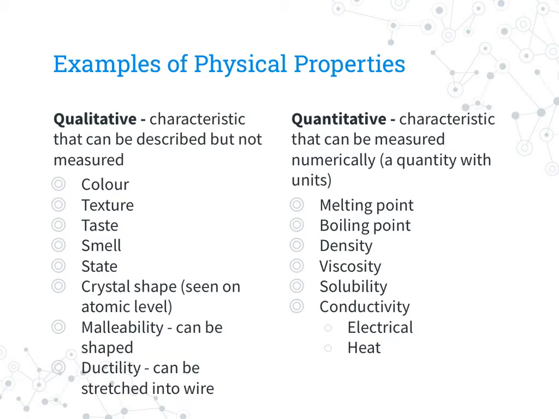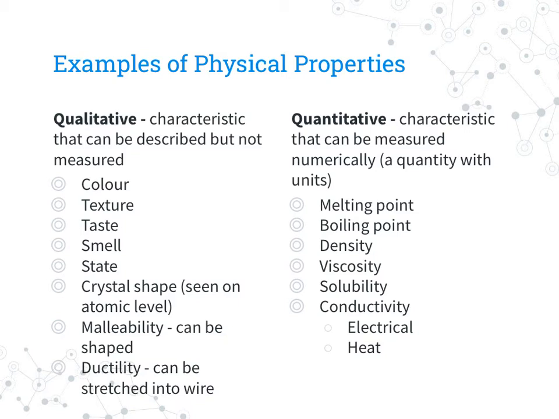So the crystal shape, which could be seen on an atomic level, so how atoms are connected. The malleability, which is how much it can be shaped or how it can be shaped, like sculpted, hammered, without breaking. And ductility is that something can be stretched into a thin wire. So these are all properties that can be described but not measured. Something has this color or it doesn't. It has this texture or it doesn't.